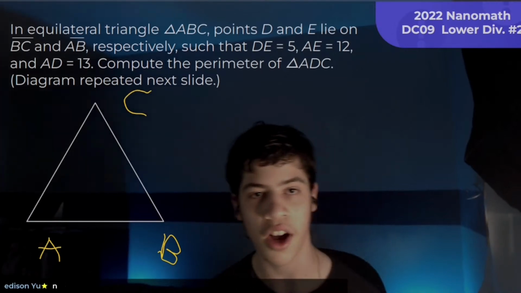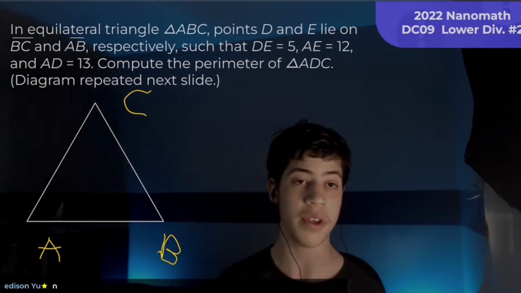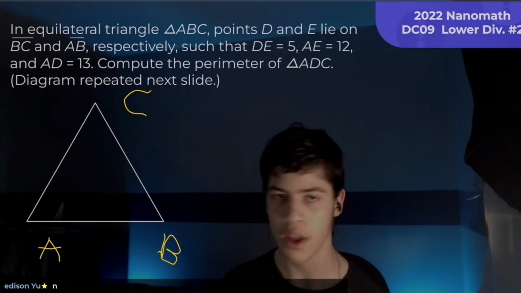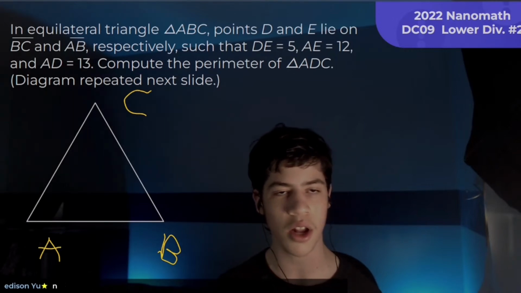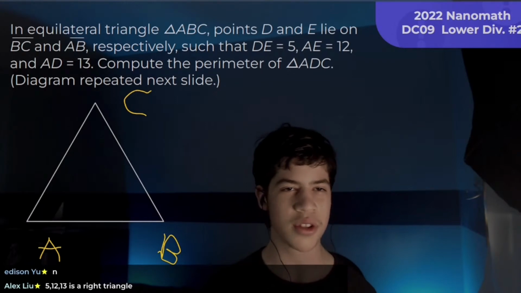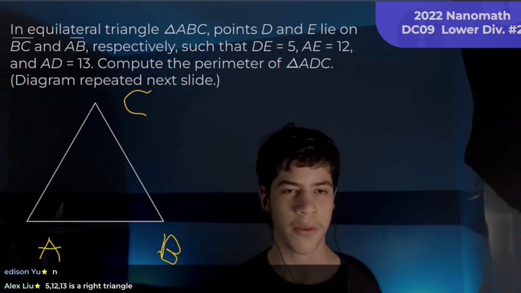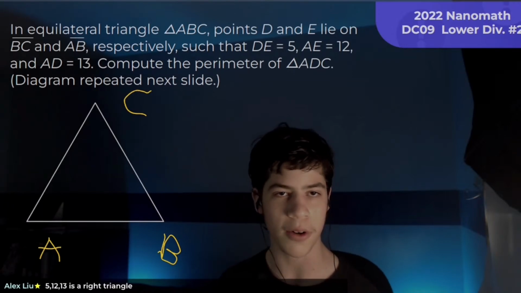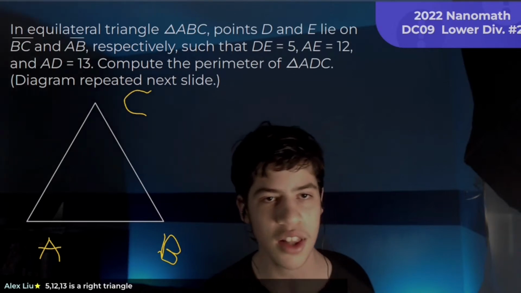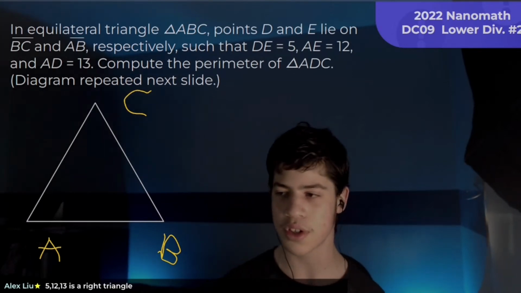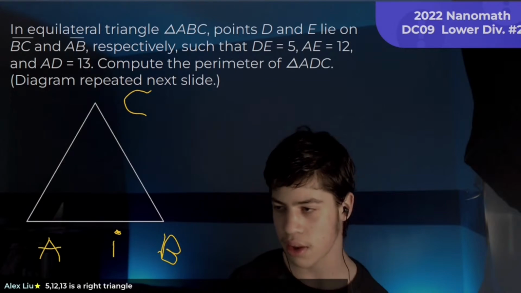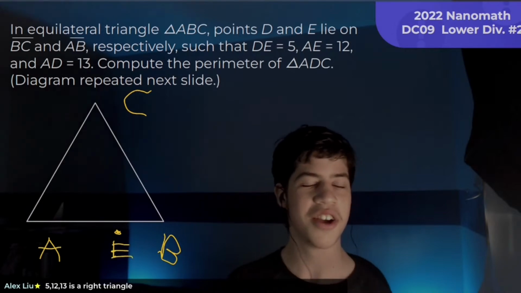So let's see. D lies on BC, right? Such that DE equals 5, AE equals 12, and AD equals 13. D seems kind of hard to approximate here because we don't really know the side length of ABC, so it's hard to know where D is. So let's try doing E first. We know that E lies on AB, right? And AE equals 12. Let's just try putting E about here, or a little higher than that. So that's E.